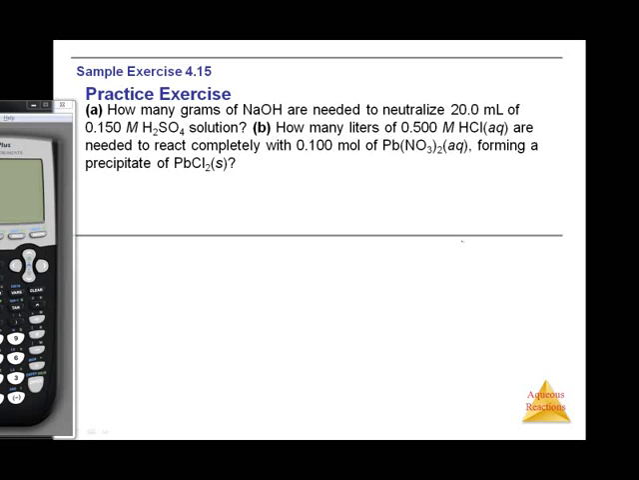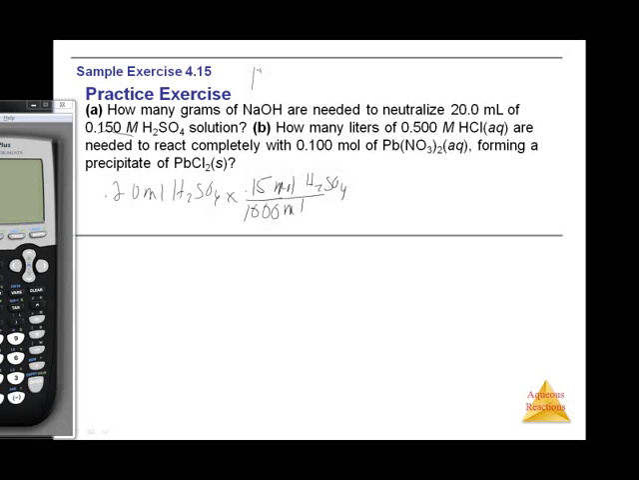Alright, so let's use stoichiometry on this one, and you can do it whichever way works for you. So I've got 20 milliliters of sulfuric acid, and what I know based on this molarity is that for 1,000 milliliters I have 0.15 moles of H2SO4, and I need the balanced equation up here.